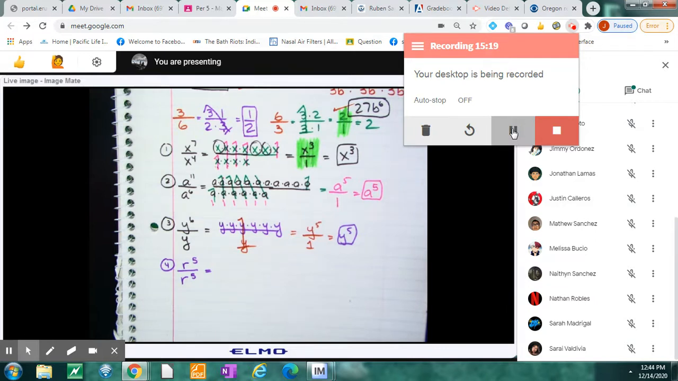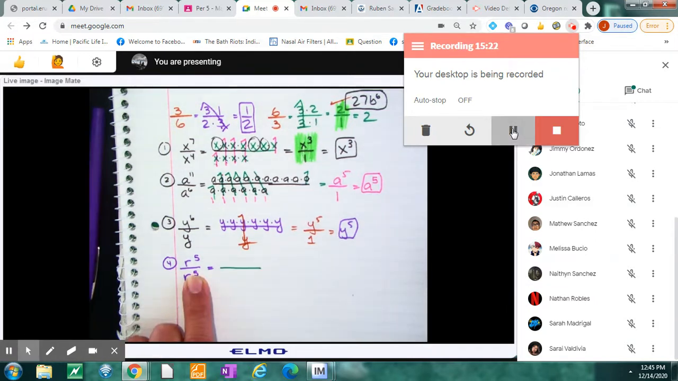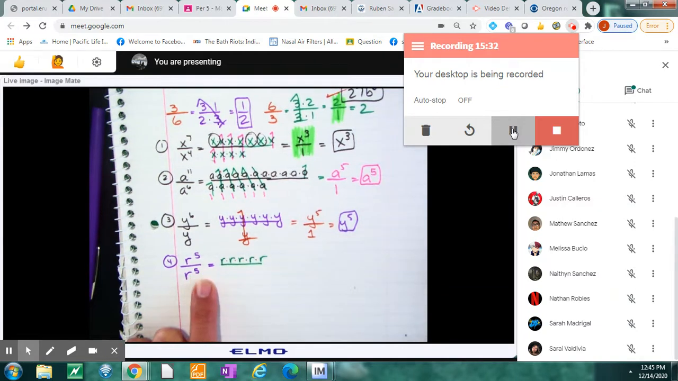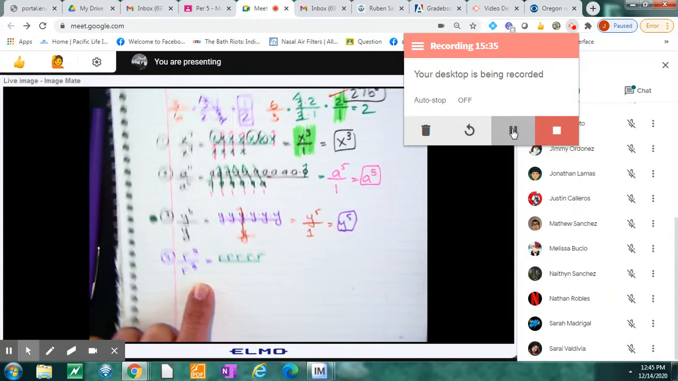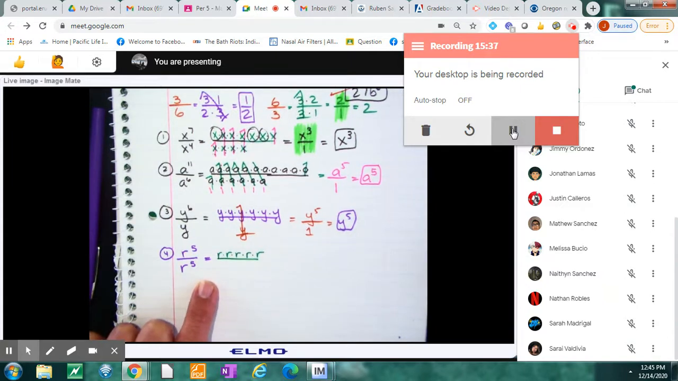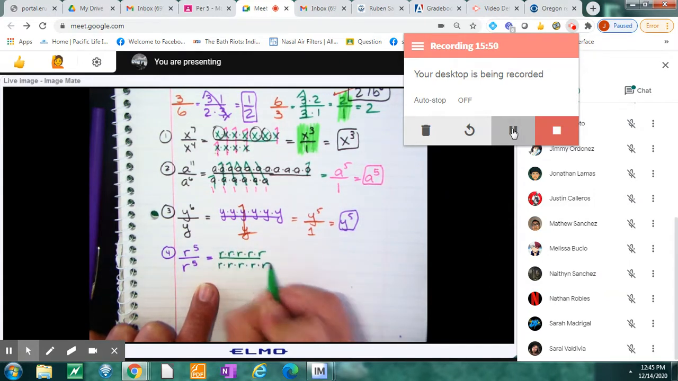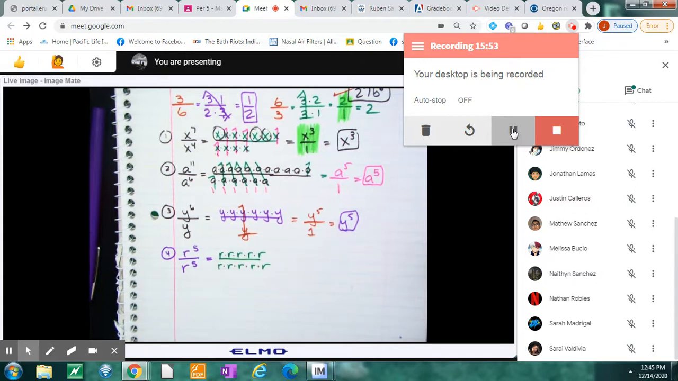All right? How many r's, Nathan Robles? 5. Very good. So r times r times r times r times r. Good job. Nathan Sanchez, how about in the bottom, in the denominator? What am I going to write? Also 5. Also, I'm going to multiply. Remember, this is multiplication. So r times r times r times r times r. 5 of them. Now we're going to go ahead and do the cancelization, all right?